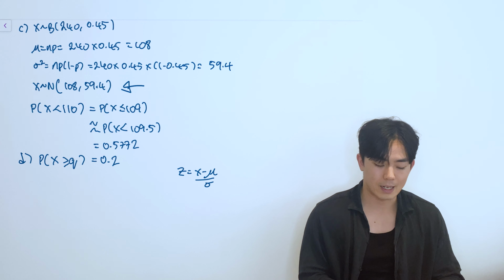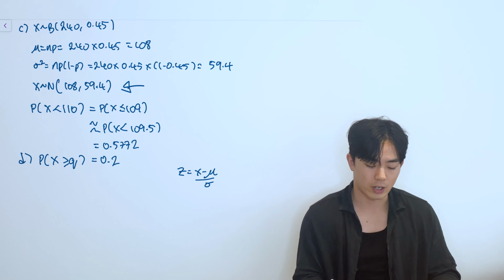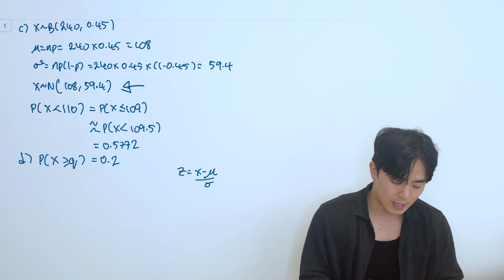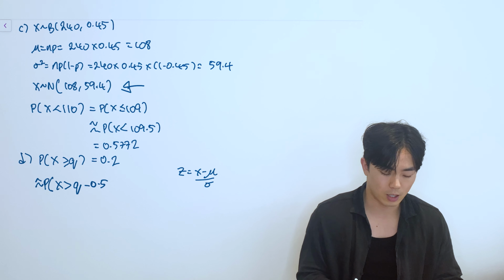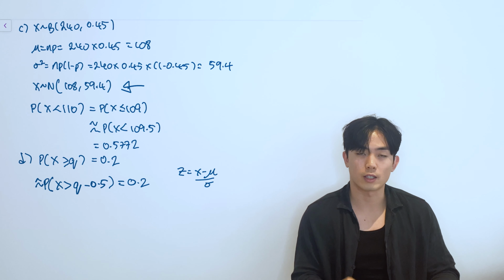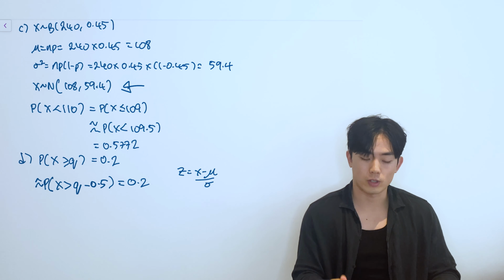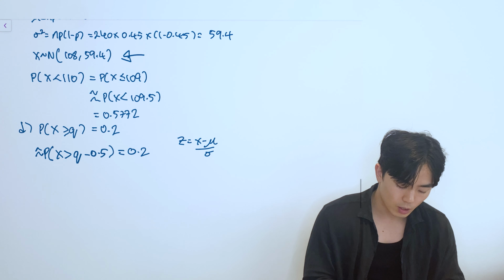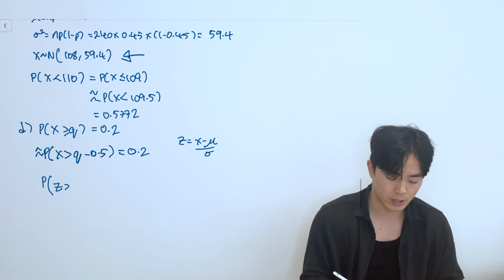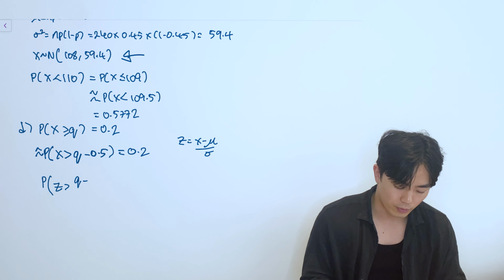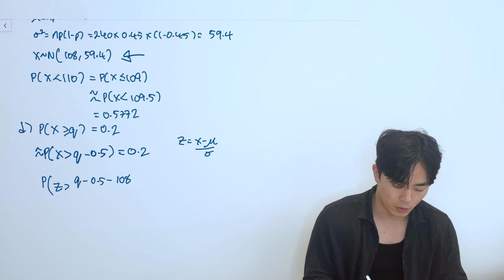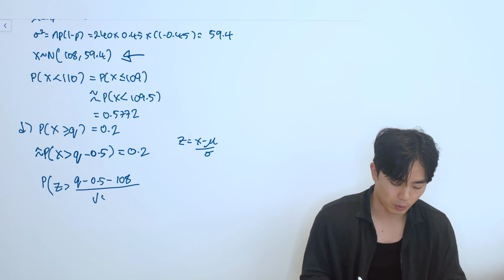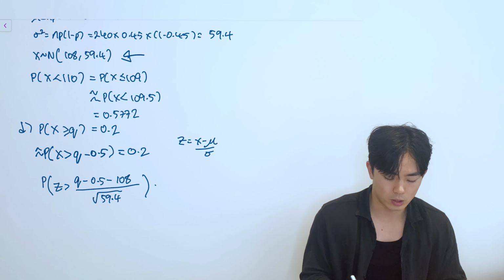So first things first, I need to do continuity correction, right? Even for this. So this is now going to be the probability that X is larger than Q minus 0.5, because we need to include this Q value here. But now I can do the standardizing. So it's going to be the probability of Z now, because we standardize it, being larger than Q minus 0.5 minus mu, which is 108, over sigma, which is root 59.4, is equal to 0.2.